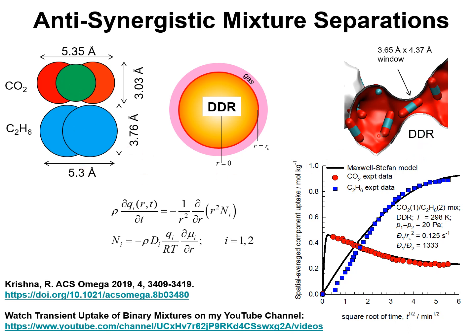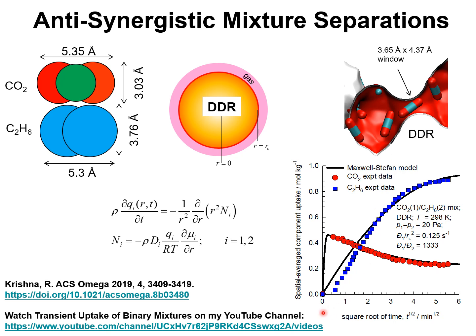Both of these gas molecules jump lengthwise across the windows, and since the cross-sectional dimension of CO2 is smaller than that of C2H6, the mobility or diffusivity of CO2 is significantly higher than that of C2H6.